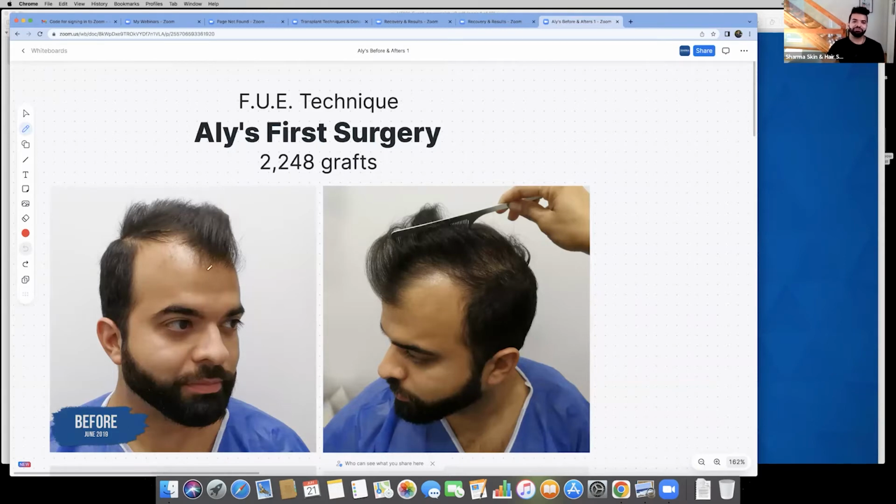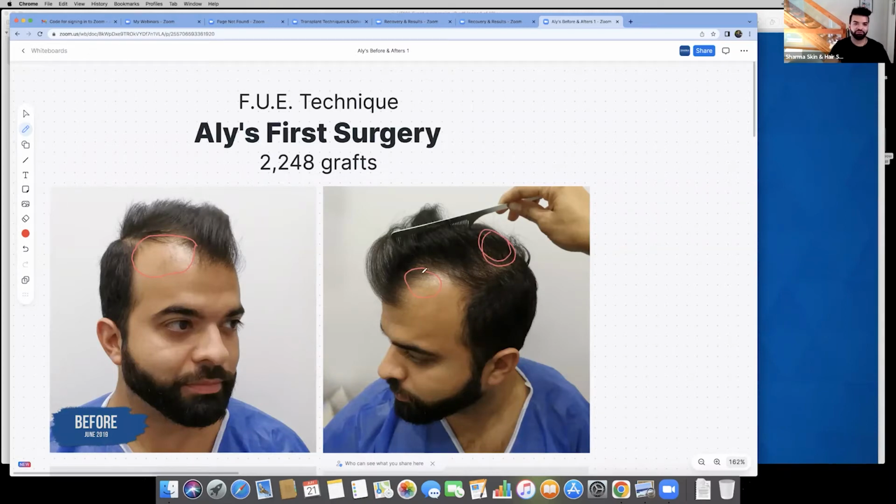So right before I started my journey, like I said, 3 years ago, June 28th, 2019, that is when these pictures were taken. At this point, you can see my hair had recessed quite a bit on both sides. There was also a lot of thinning in the crown. So I was like, whatever we can do to kind of correct it.